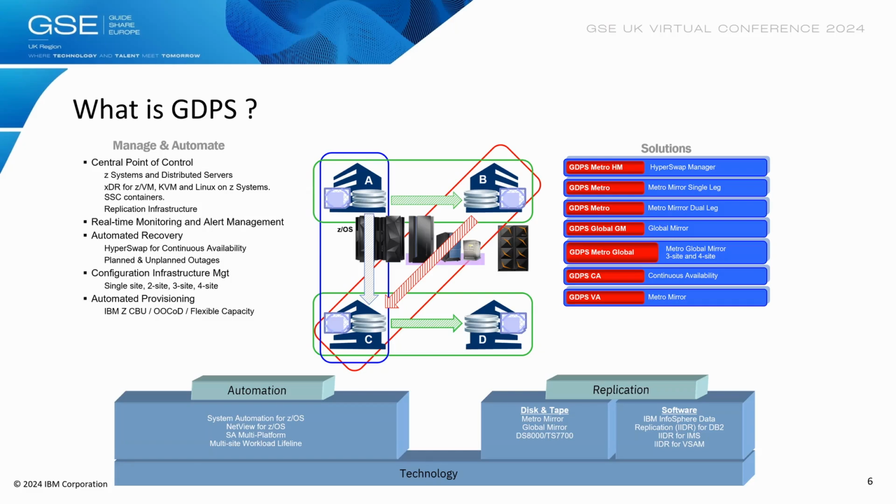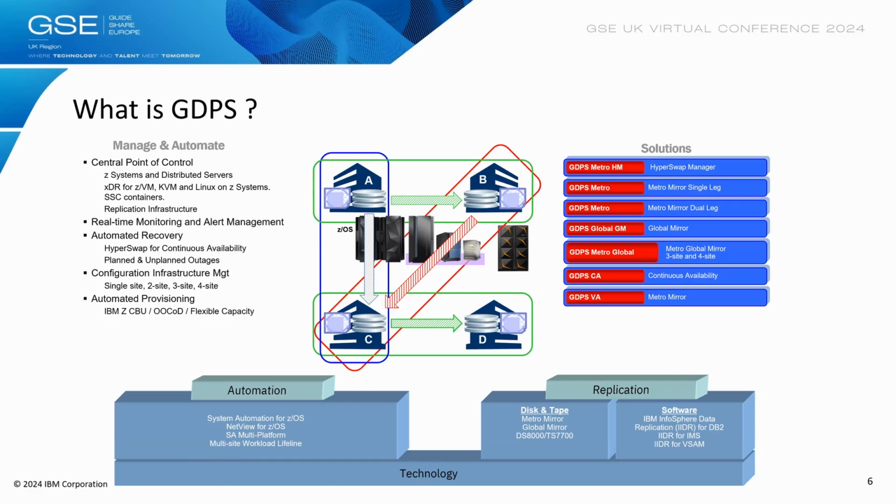Because it covers more scenarios than the GDPS Metro HyperSwap, for those scenarios that are covered by both solutions, you will get an RTO of a few seconds. But for the other scenarios that are only covered by GDPS Metro Single Leg, you could get a higher RTO in case of a disaster recovery scenario, for instance.